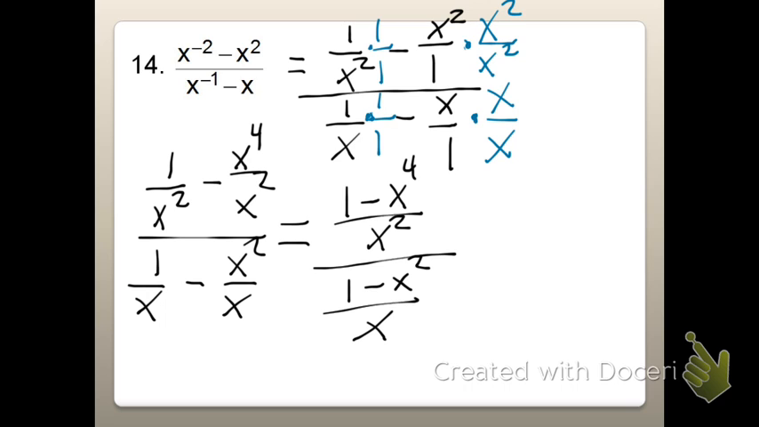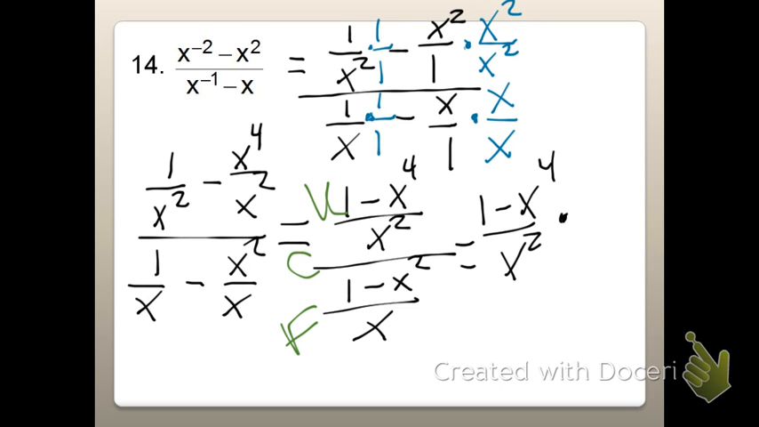What are you supposed to do when you have a fraction divided by a fraction? Keep, change, flip. Right? Absolutely. I'm actually going to erase some of this stuff because I'm running out of room. Let me arrange my keep, change, flip. So that means I'm going to have 1 minus x to the 4th divided by x squared. I'm going to change that division to multiplication. I'm going to flip my denominator.